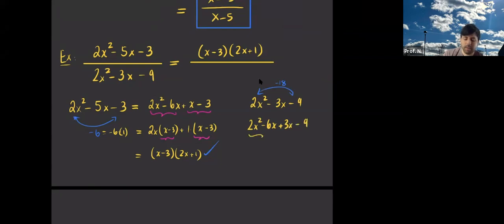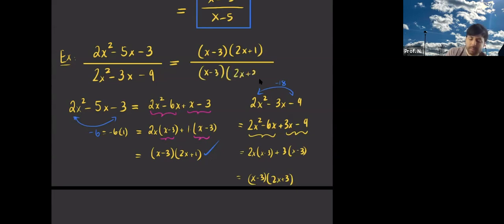So 2x squared minus 6x plus 3x minus 9. And then you can factor the first two, factor the last two, and I get 2x times x minus 3 plus 3 times x minus 3. And that equals x minus 3 multiplied by 2x plus 3. That's exactly right. And now what happens with the x minus 3's here? Both cancel. Boom, boom. They cancel. And then what's my final result? 2x plus 1 over 2x plus 3. That's my answer.